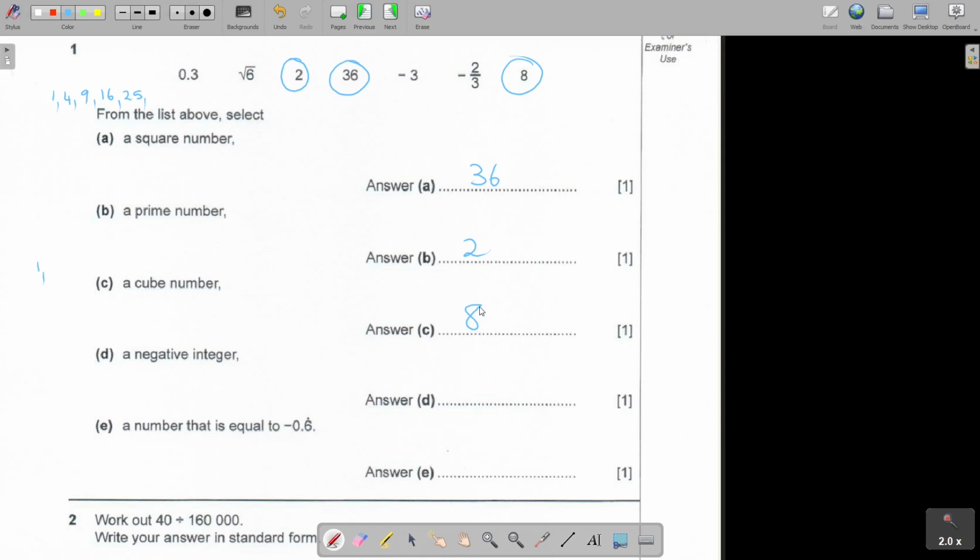Okay. A negative integer. Now, integers mean it's no commas, and it must be negative. So it's negative 3. And then a number that is equal to negative 0.6 with that little dot. What does that mean? It means recurring. So it's just going on and on. If you press negative 2 divided by 3 on your calculator, you will get negative 0.6666. And that will then be negative 2 over 3.